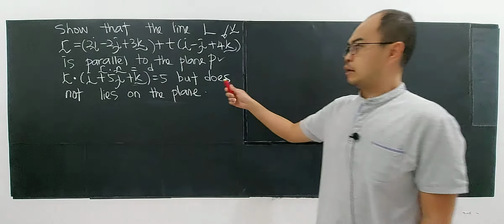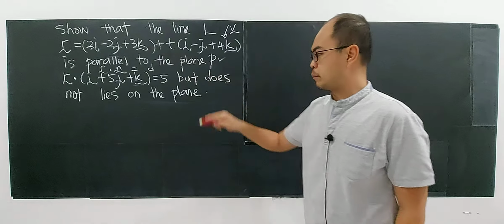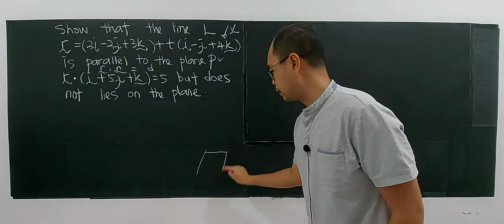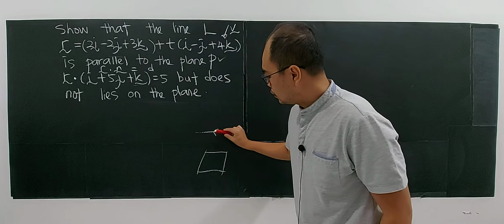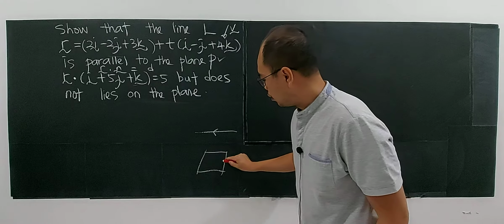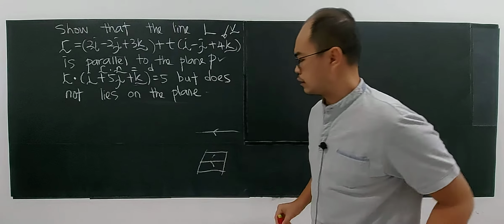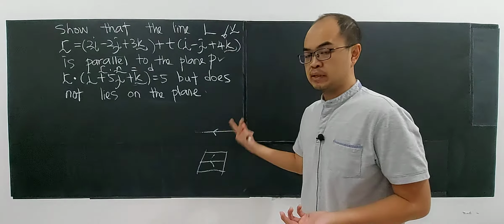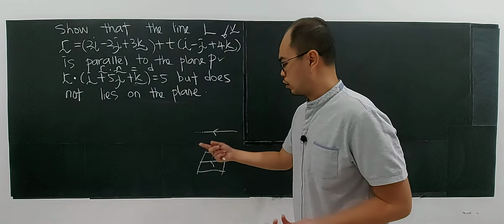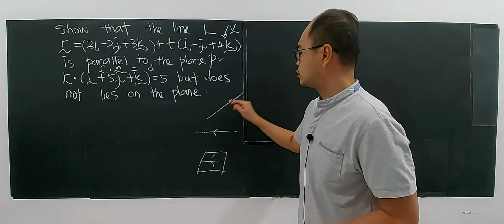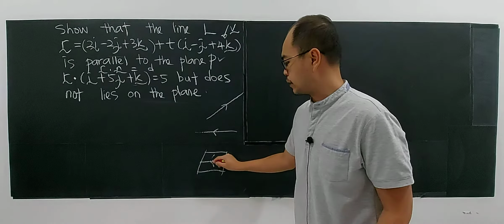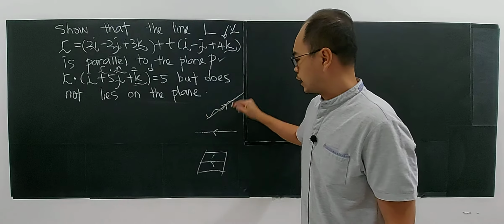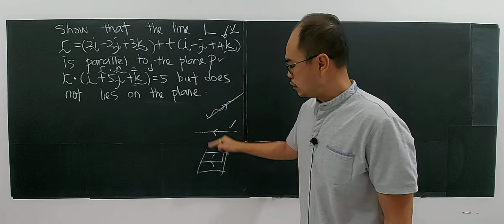Because why? Because a line that is parallel to the plane will be either not on the plane or everything on the plane, right? It's got two possibilities only, either on the plane or not on the plane. But if the line is not parallel to the plane, definitely it will not be on the plane, because it will intersect the plane at one point, right? So, okay, let's think about this. On the plane or not on the plane?